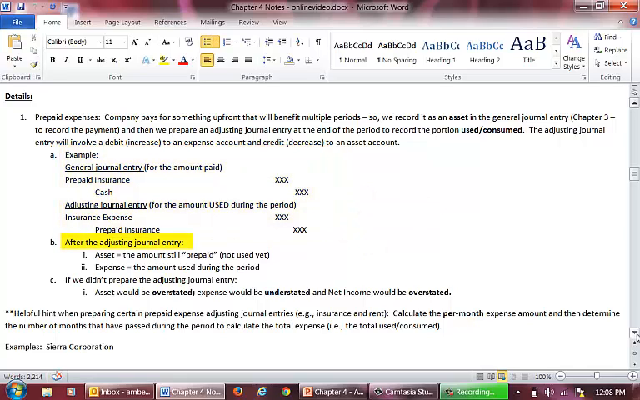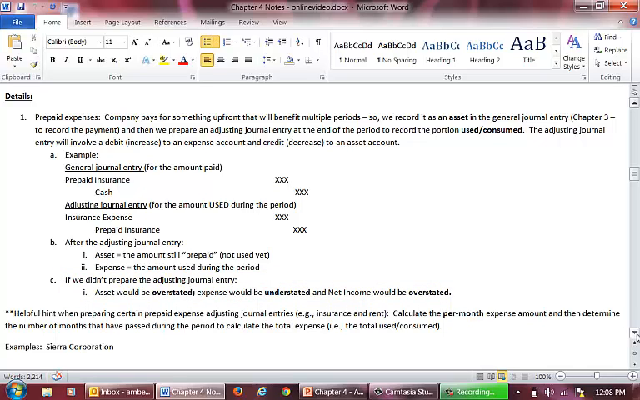After the adjusting entry, the asset balance should be the amount that is still prepaid or unused at the end of the period. The expense should be the amount used during the period. If we didn't prepare the adjusting entry, the asset balance would be overstated and the expense balance would be understated, and therefore net income would be overstated.